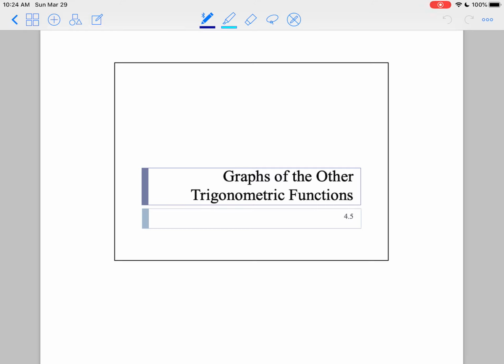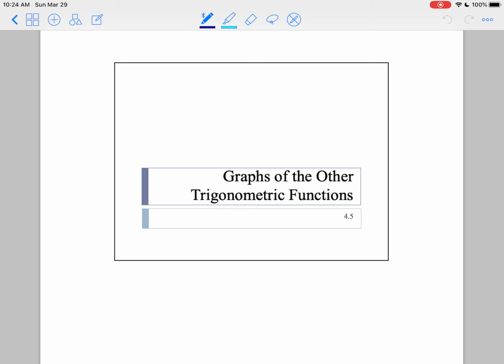Hey everybody. Today we're going to talk about the graphs of other trigonometric functions. We're going to split this into two parts. We're going to talk about tangent and cotangent today, and then for Thursday's lecture we will cover secant and cosecant.